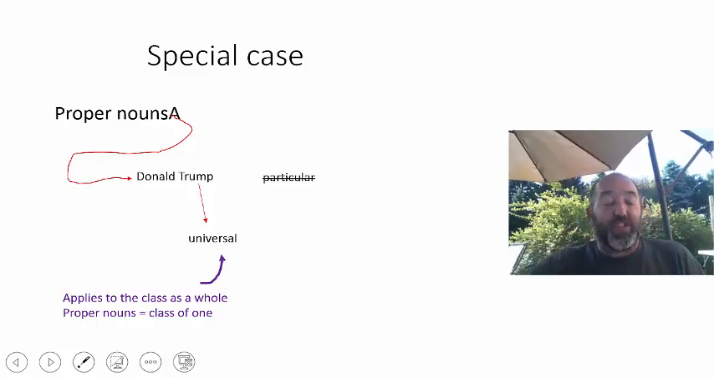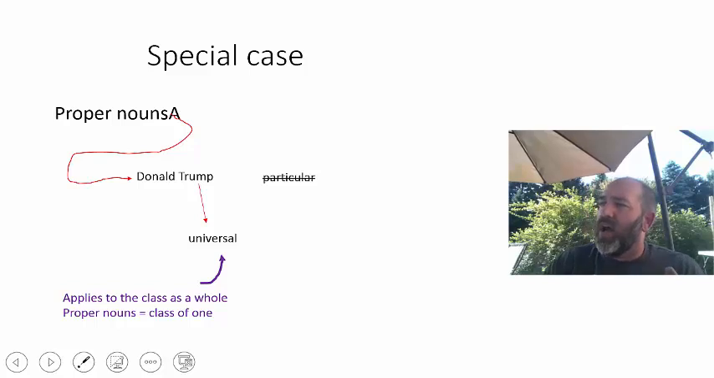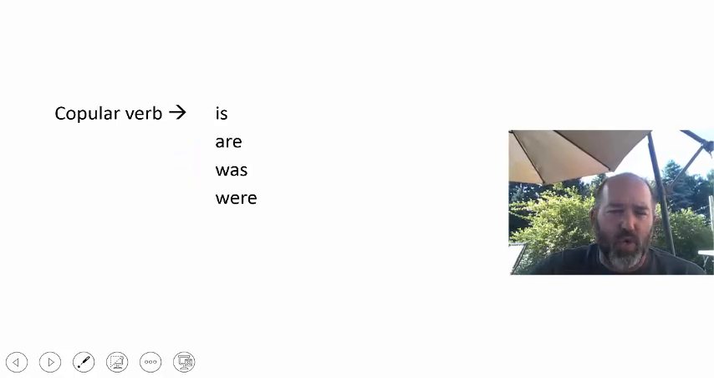That class is just one entity, right? So "Donald Trump is a good president" would be "All Donald Trump is a good president." "Donald Trump is not a good president" would be better worded logically as "No Donald Trump is a good president," right? Okay, so those would be how we express those terms. This is a special case. This is one of those things that you have to remember, right? Whenever you see a proper noun, you put that invisible "all" in front of it, and remember that proper nouns are always universal.